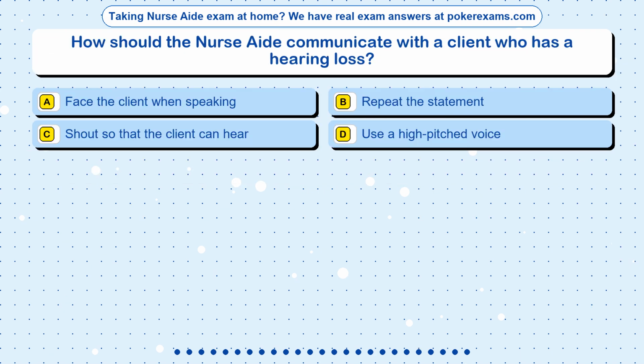Question 6. How should the nurse aide communicate with a client who has a hearing loss? Option A. Face the client when speaking. Option B. Repeat the statement. Option C. Shout so that the client can hear. Option D. Use a high-pitched voice.